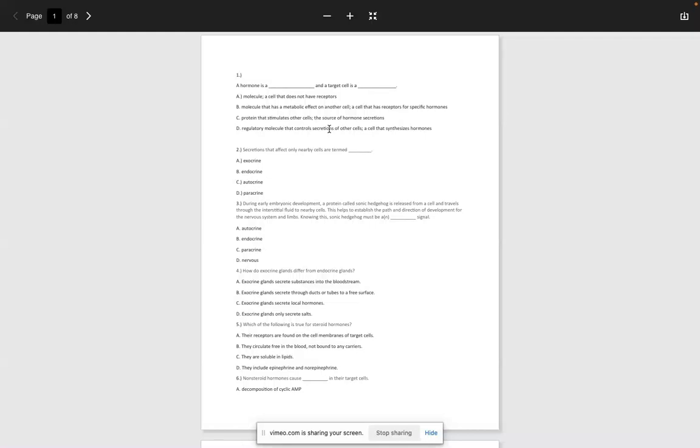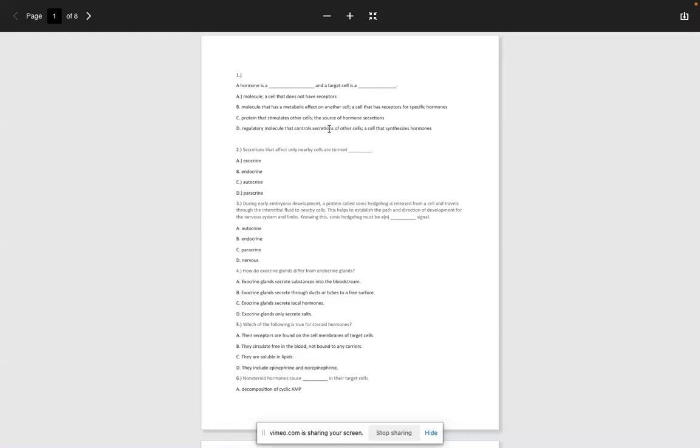During early embryonic development, a protein called sonic hedgehog, does that even matter what the protein is? No. That is a real protein, though. Weird. It is released from a cell and travels through the interstitial fluid to nearby cells. You should already be cluing in on what the answer is, nearby cells. This helps to establish the path and direction of development for the nervous system and limbs. Knowing this, sonic hedgehog must be a what? How do you guys know that it's paracrine?